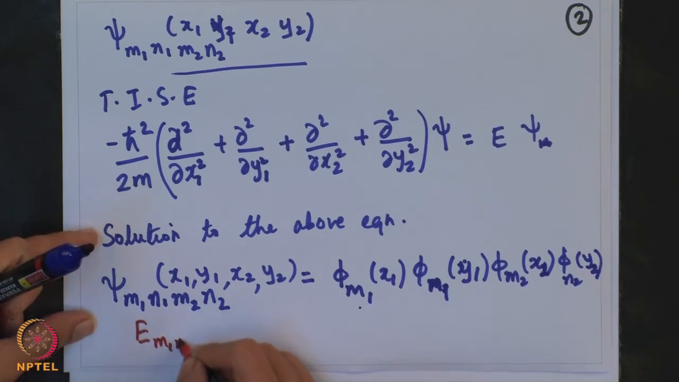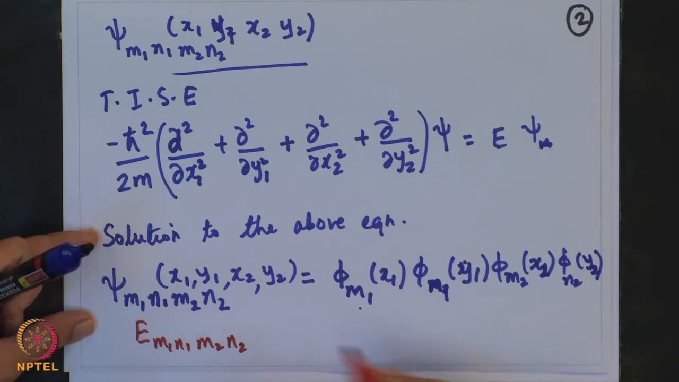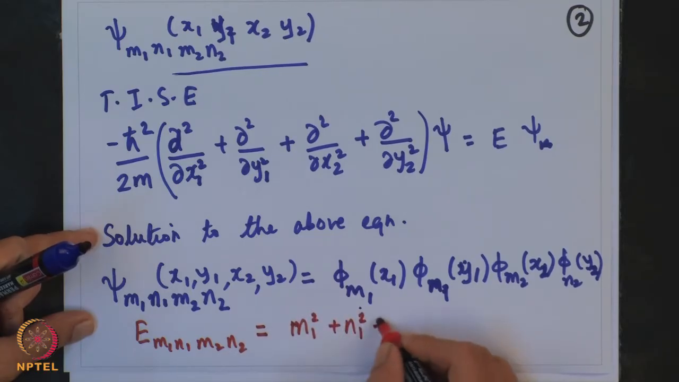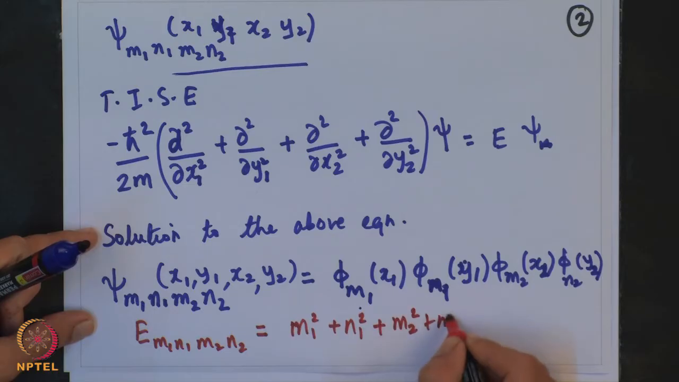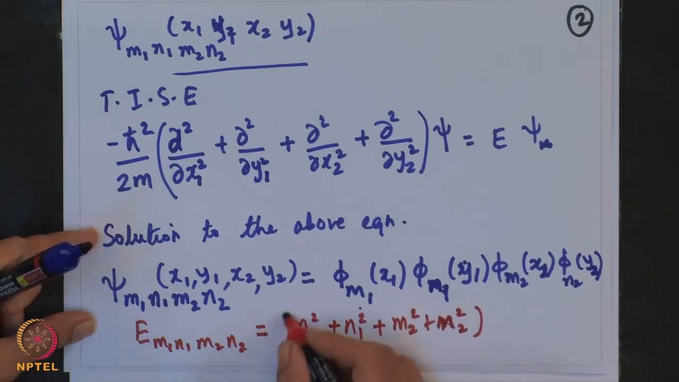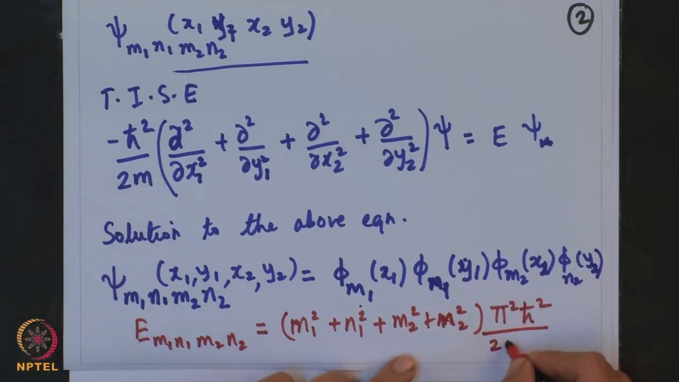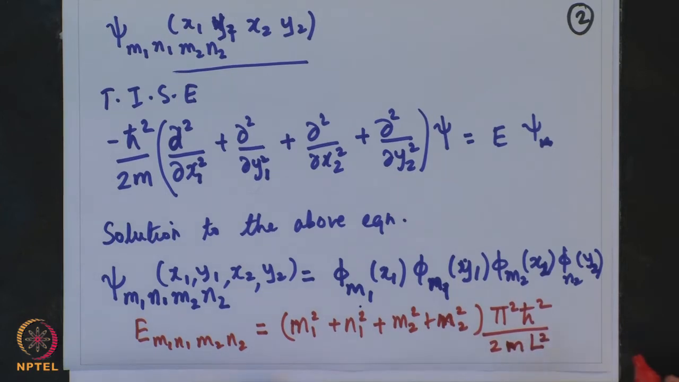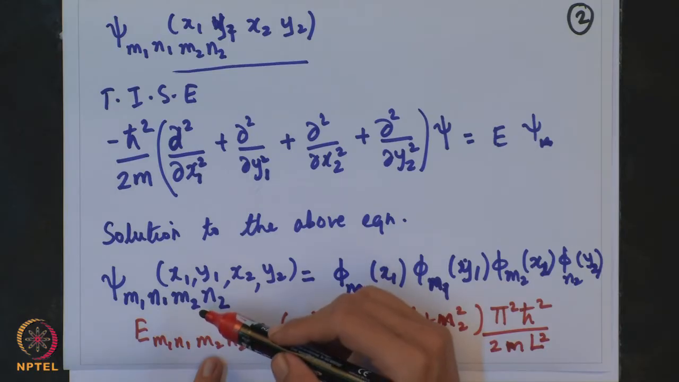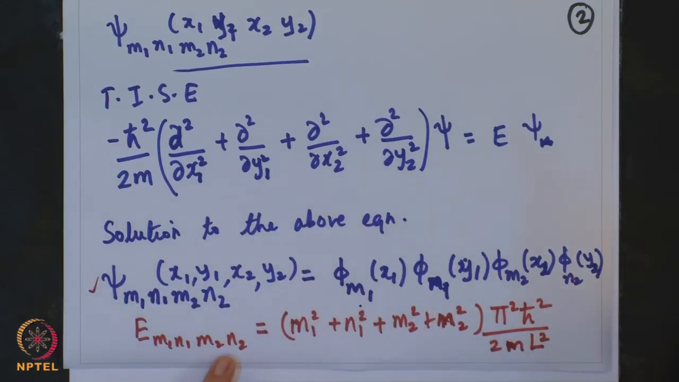And the energy E m1 n1 m2 n2, which I denote by this subscript, will be equal to m1 square plus n1 square plus m2 square plus n2 square, times pi square h cross square upon 2 m L square. So, this is the energy of the composite system which has this wave function.